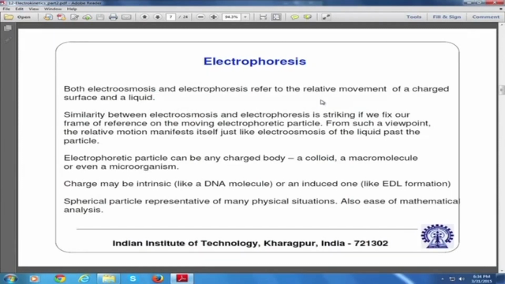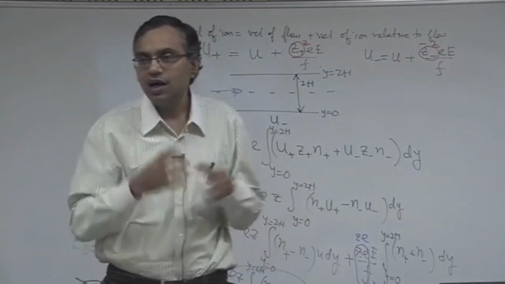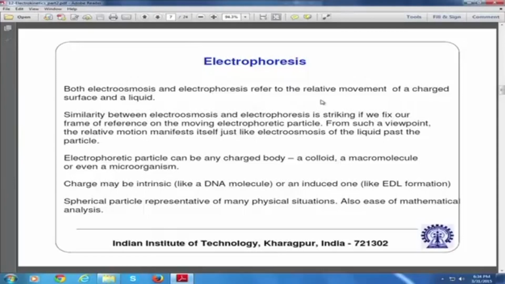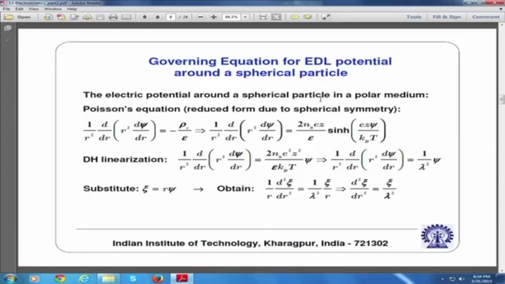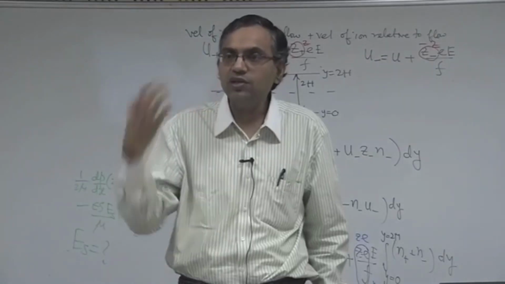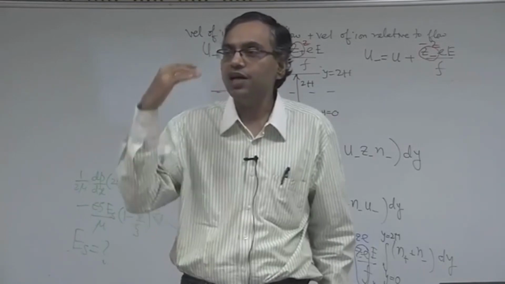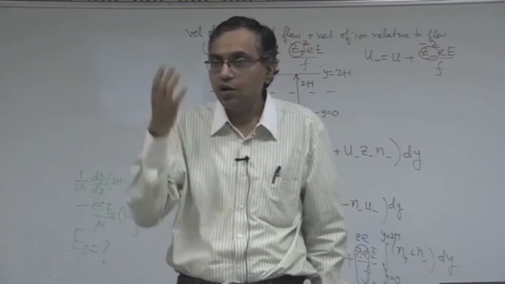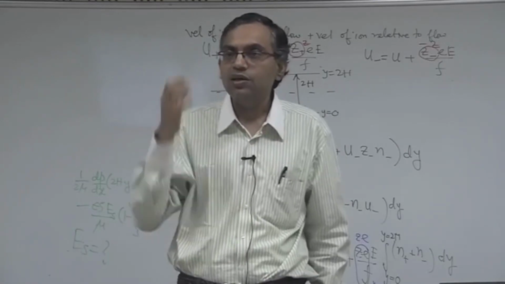For example, many colloids can be approximated as a collection of spherical entities, and also there is ease of mathematical analysis if we consider spherical objects. So with this understanding we will first find out, if there is a charge on a sphere which is intrinsic, like the charge on an object such as DNA, that is one case. But the other case, which is relatively non-trivial, is that there is no intrinsic charge, but there is a charge formed due to electrical double layer formation. So how can you calculate the net charge for such a system?